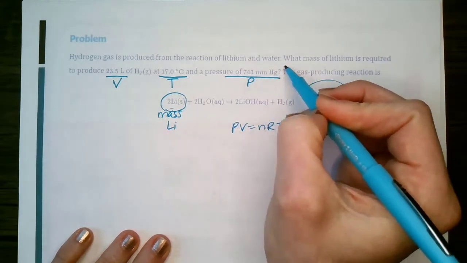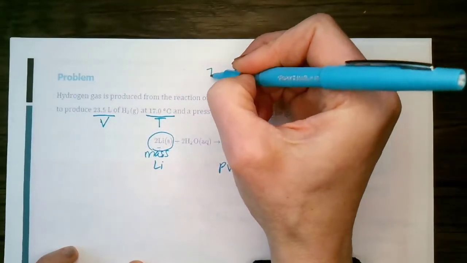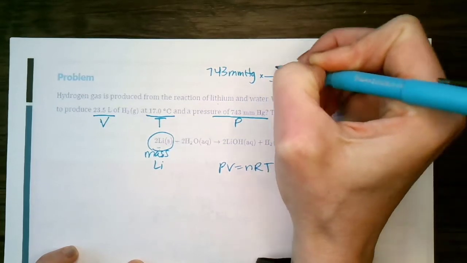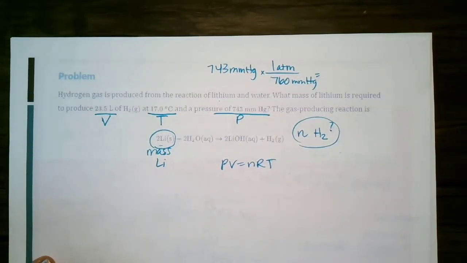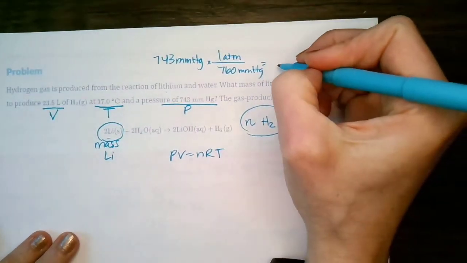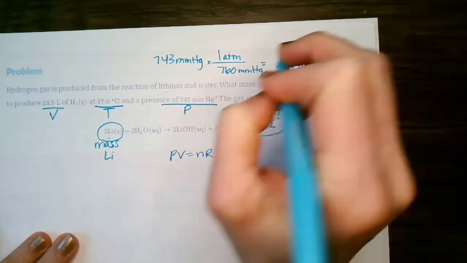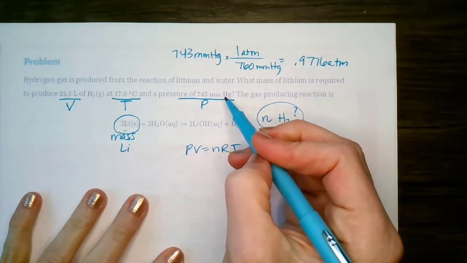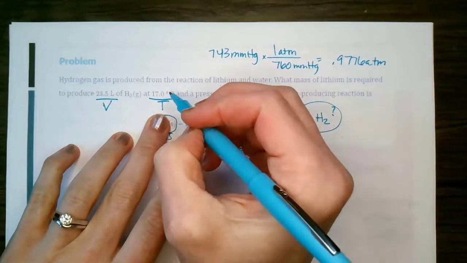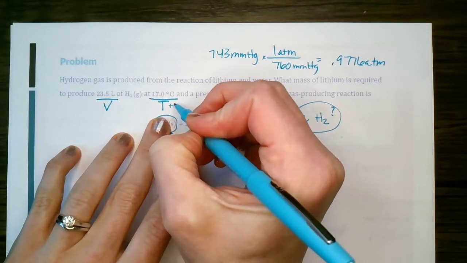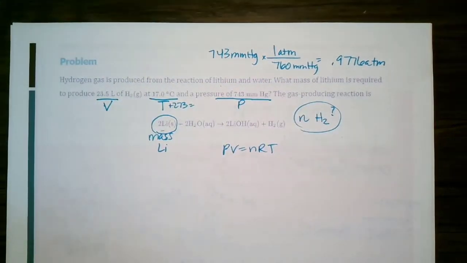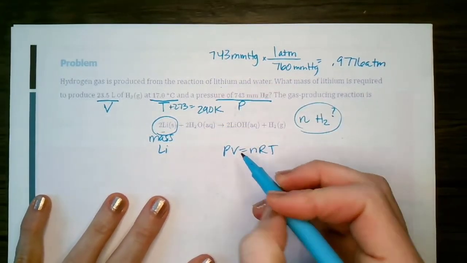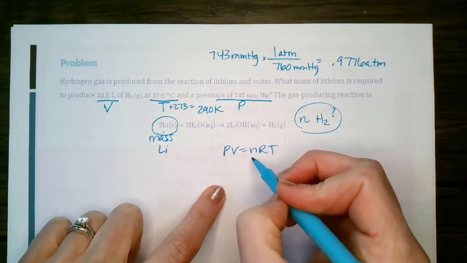We know that our R is liters, atmospheres, moles, Kelvin. So let's get this into atmospheres. So we're going to do 743 over 760. So 743 divided by 760 should give me 0.9776. I got 0.9776 atmospheres. So that's our pressure, that's good. Volume is in liters, that's good. Let's get Celsius to Kelvin, so plus 273. So 273 plus 17 should be 290 Kelvin. All right, let's plug it all in.